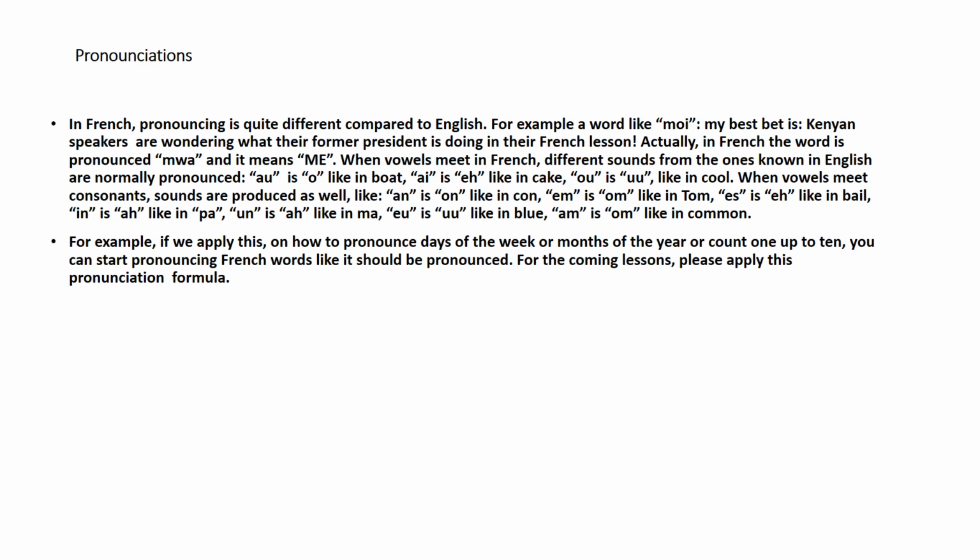When vowels meet in French, different sounds from the ones known in English are normally pronounced. AU is O, like in boat. AI is A, like in cake. OU is U, like in cool. When vowels meet consonants, sounds are produced as well, like AN is on, like in corn. EM is like in Tom.